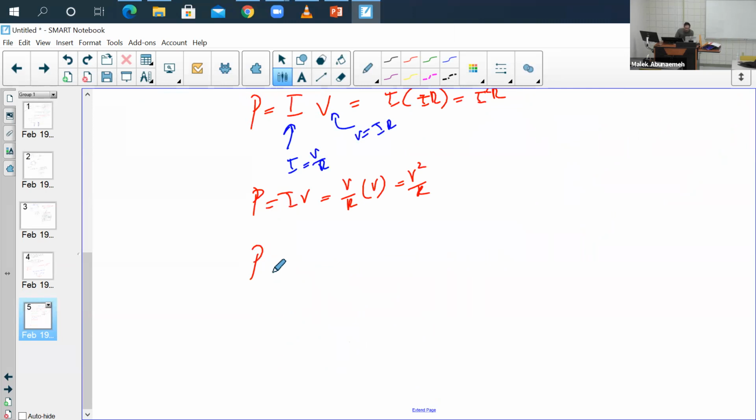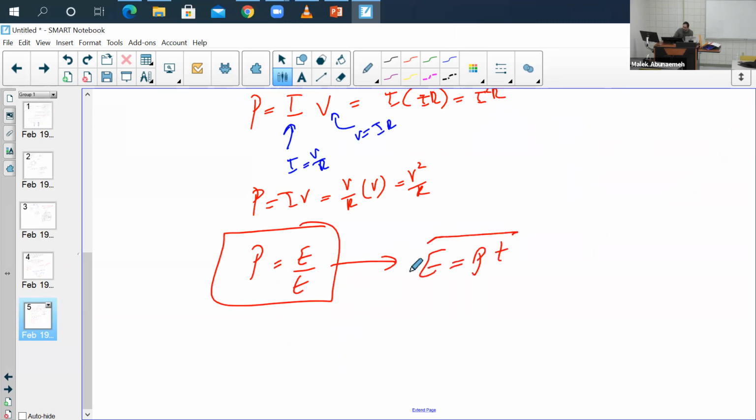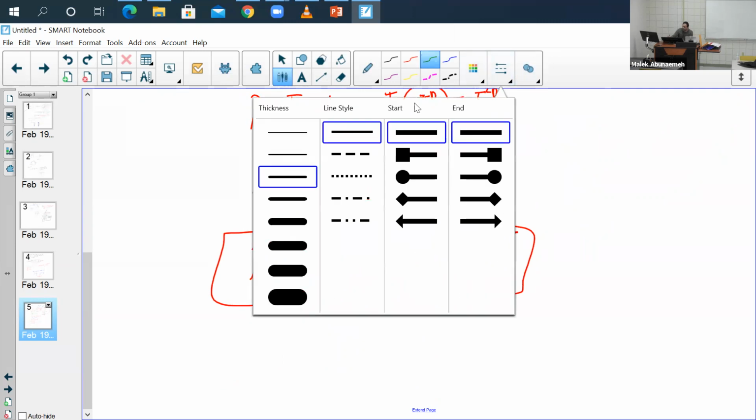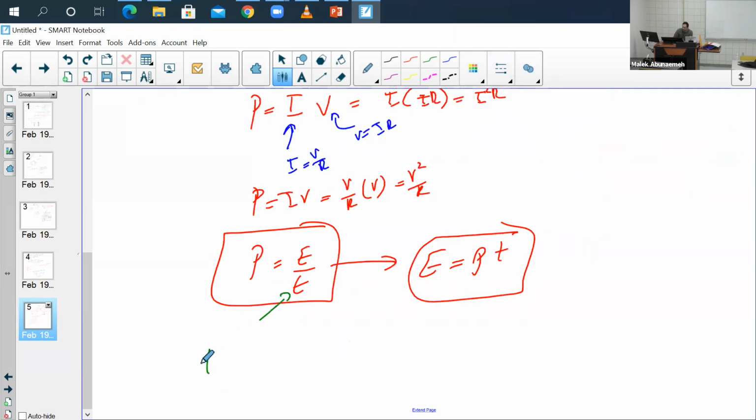Now your power is how much energy per time. That means your energy is going to equal your power multiplied by your time. Let me go ahead and label these: time, energy, and this is your power, which is the same as this.